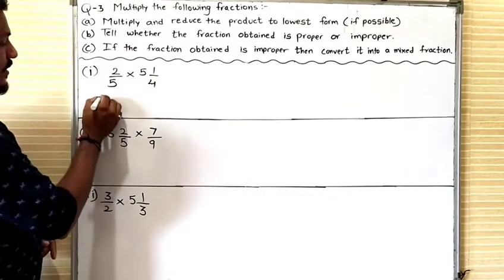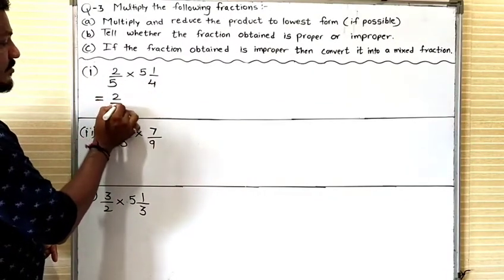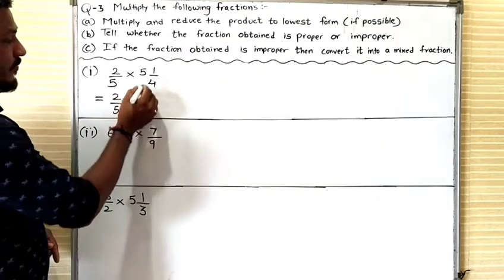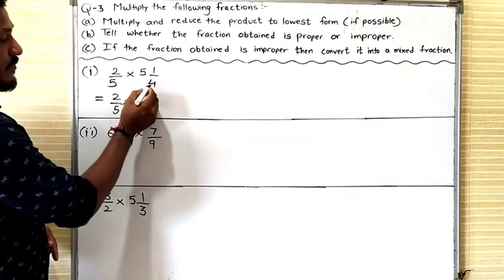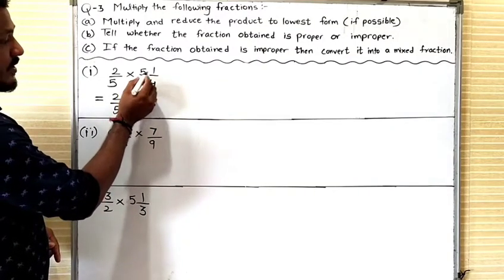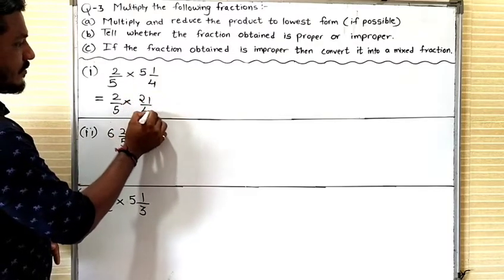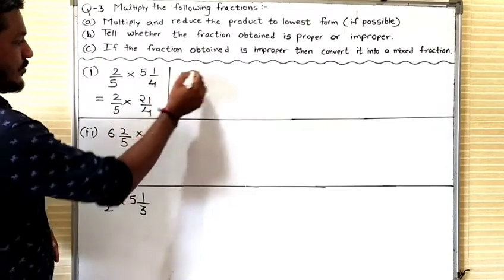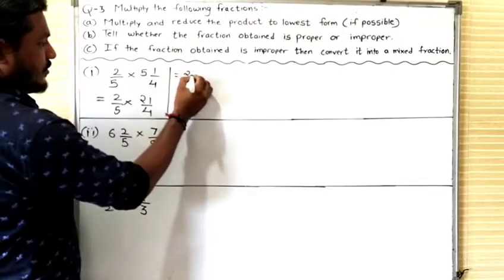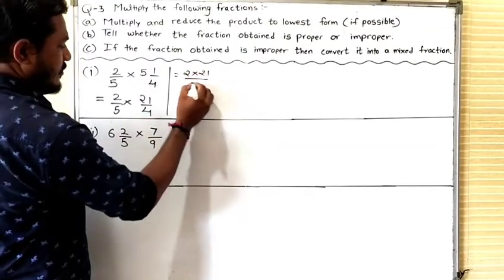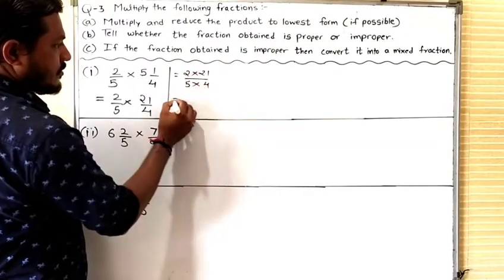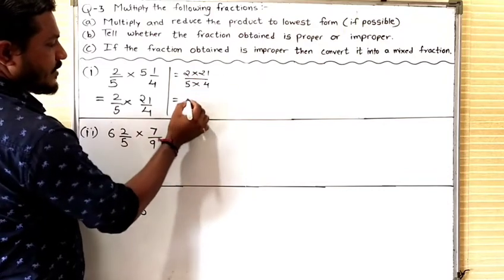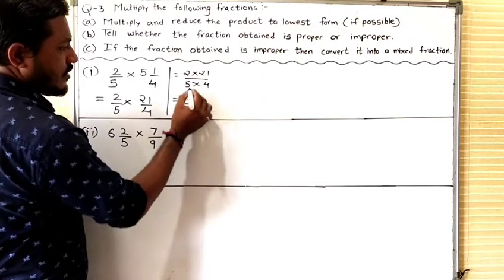So 2 by 5 we write as it is, and convert this value: 5 integer 1 by 4, 4 5s are 20, 20 plus 1, 21 by 4. Let us do it over here. Multiply it: 2 into 21, 5 into 4. It gives 2 21s are 42 and 4 5s are 20.